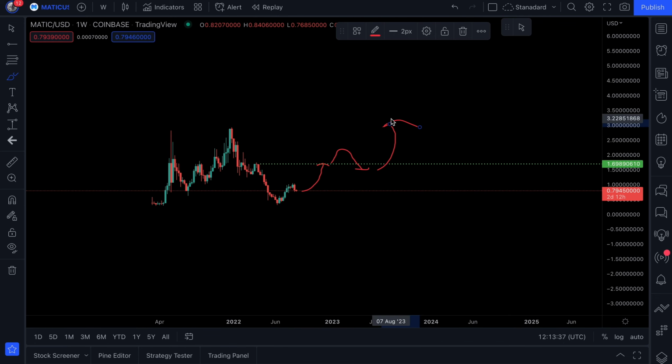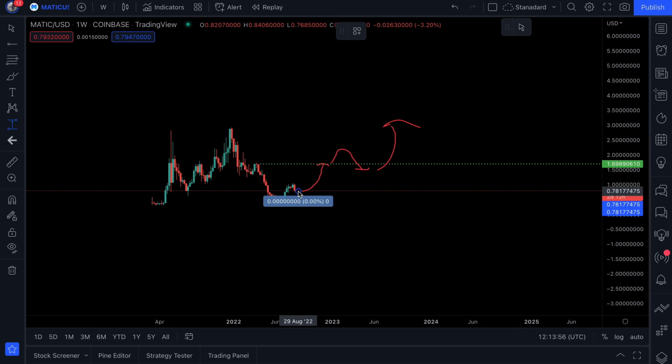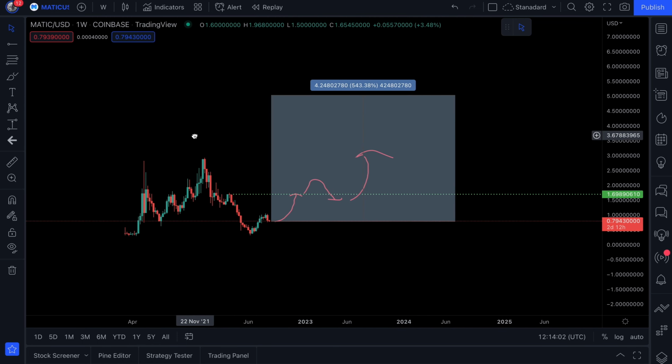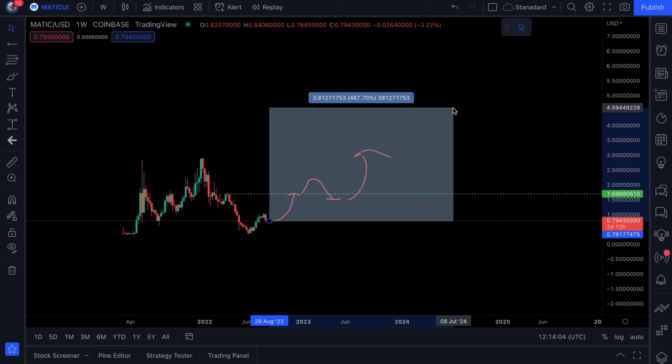Now, 2023, what does this project have in store? Now, provided we get that nice bull leg heading towards the end of the year, right? Best case scenario, Polygon hits, let's say, $4 to $5, which would be a 500% move from where it currently is now. I think that's actually quite fair. I probably do it just under 500% actually.